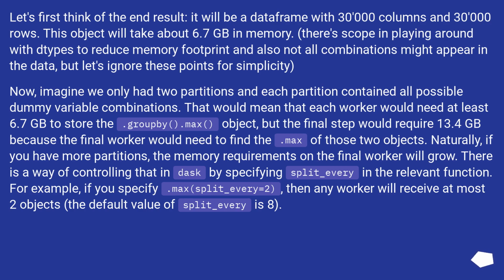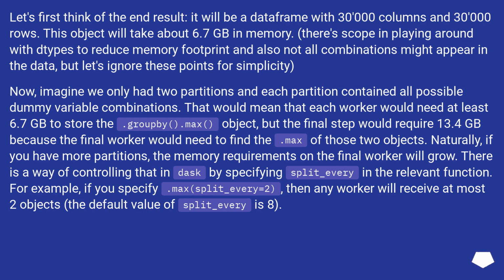Now, imagine we only had 2 partitions and each partition contained all possible dummy variable combinations. That would mean that each worker would need at least 6.7 GB to store the .groupby().max() object, but the final step would require 13.4 GB because the final worker would need to find the max of those 2 objects. Naturally, if you have more partitions, the memory requirements on the final worker will grow.